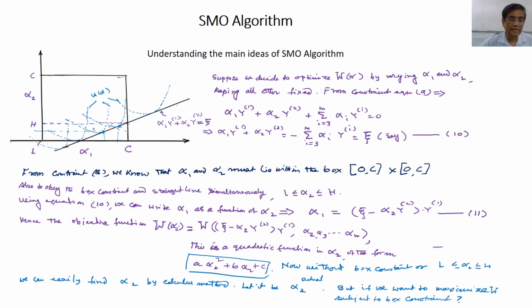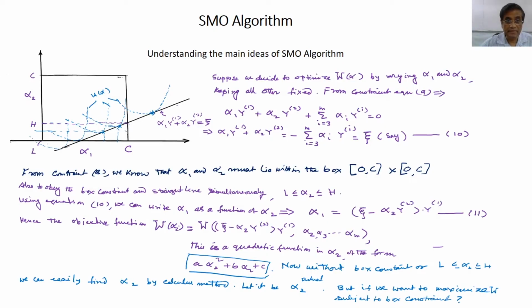However, if by chance the function for some alpha, because there are 1000 samples and you are taking two at a time, suppose you have selected some alphas and expressed alpha 1 with respect to the other to obey the constraint, and say the optimum point is here. Then it is violating the box constraint. So what to do?